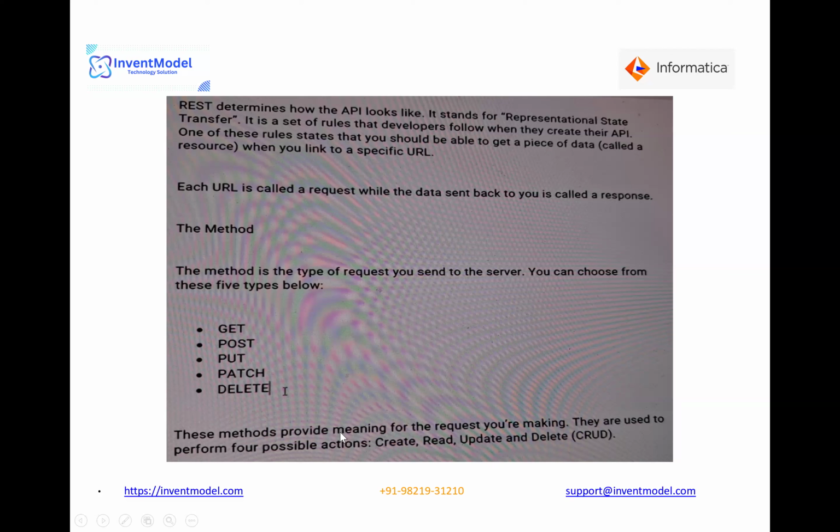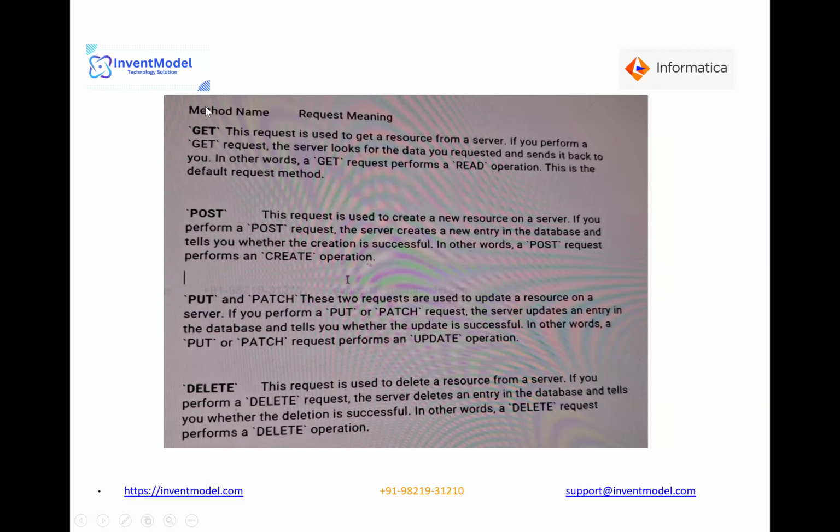Now these methods provide the meaning for the request you are making, so they help us perform the various actions, that is CRUD operations basically. Now in detail, the get request is used to get a resource from a server. So it wants to acquire a resource from a server. This is the request that is being made to a server. Now post is the response that it would get.